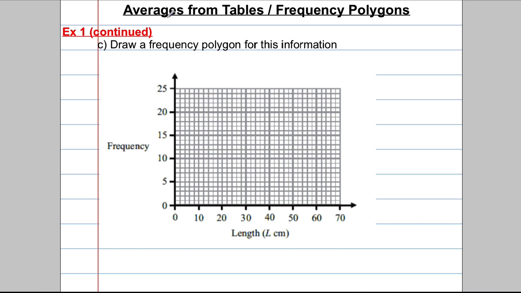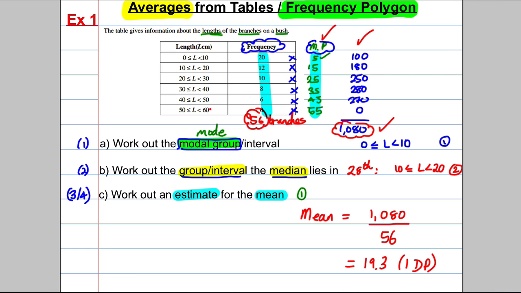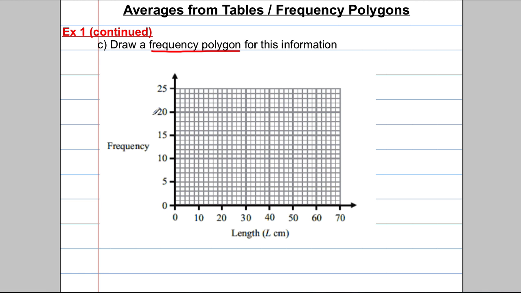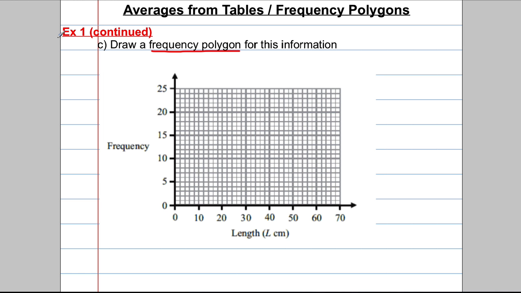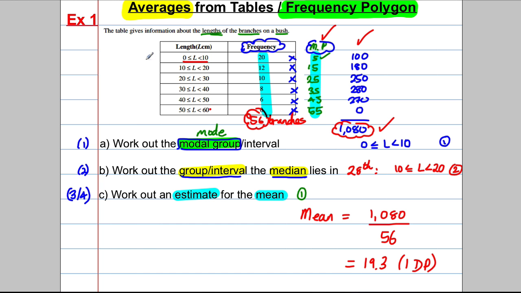Now, here's the question. It says draw the frequency polygon for the information that we've got in the table. Now, I find the easiest way to do this is to draw a bar chart and join up the middle of the bars with lines. I'll show you what I mean by this in a second. So, firstly, between 0 and 10, the width of the bar is between 0 and 10, and it's 20 high. So we're going to draw ourselves a rectangle up to 20, between 0 and 10. That represents this one.